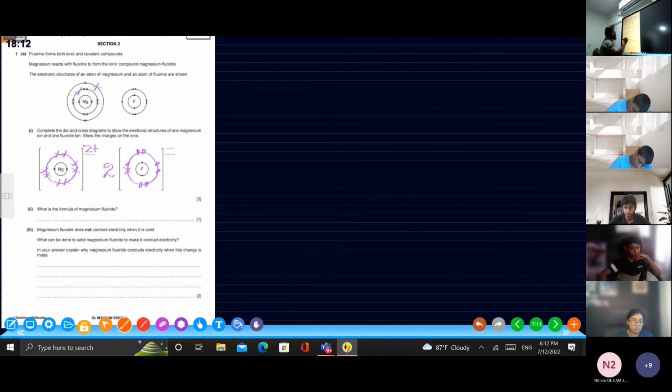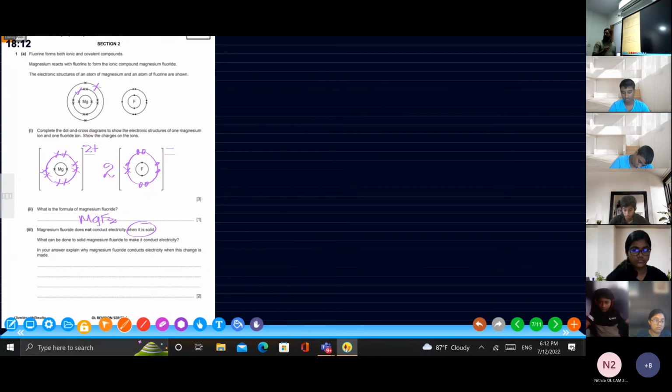So what's the formula of magnesium fluoride? MgF2, right? And magnesium fluoride doesn't conduct in the solid form. Very important statement in our electrolysis lesson as well, right? But solid magnesium fluoride can be made to conduct. You have to melt it or dissolve it. Explain why it conducts electricity when it's changed, right?